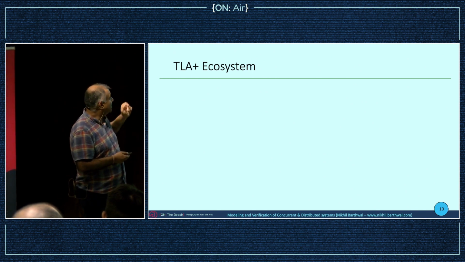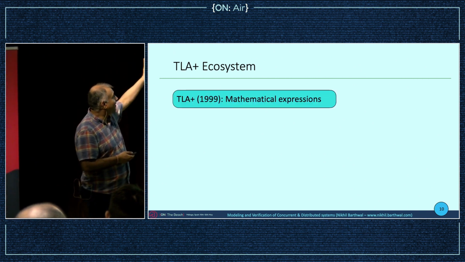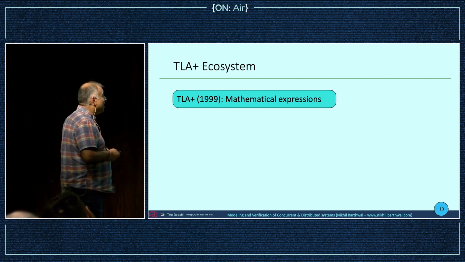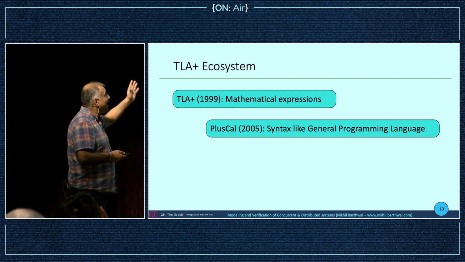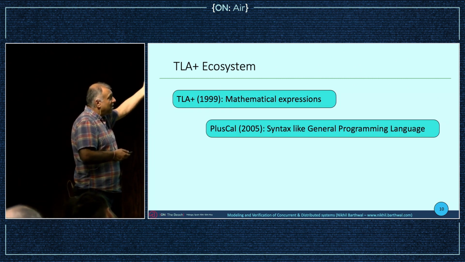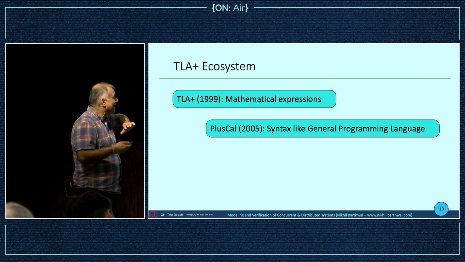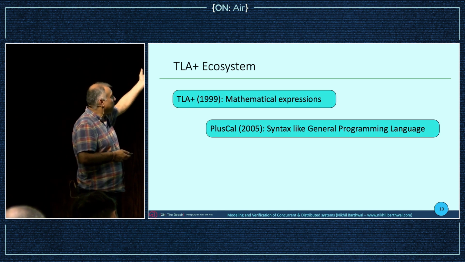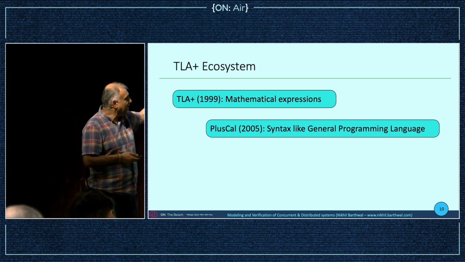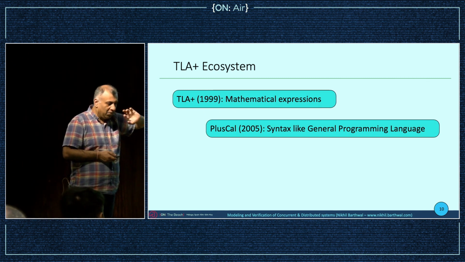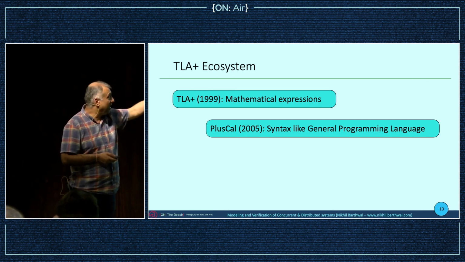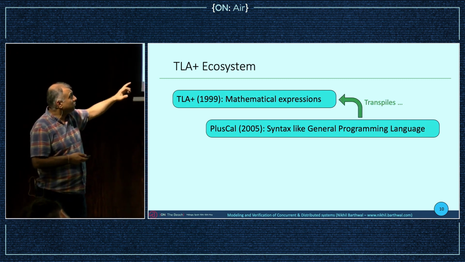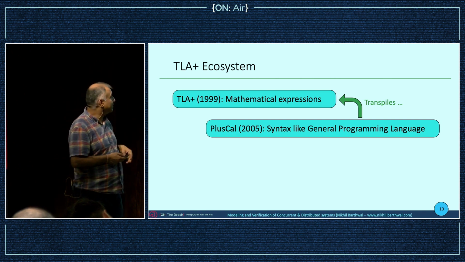So there's a big ecosystem here. The original TLA+, which had a very weird syntax, was basically a bunch of mathematical expressions, and then it was refined as PlusCal, which is basically a general programming language kind of syntax. You could write TLA+ itself, but people will use PlusCal. I'll have references towards the end where Amazon and other companies have used TLA+, and some of their implementations are actually public. So you basically transpile it into TLA+.